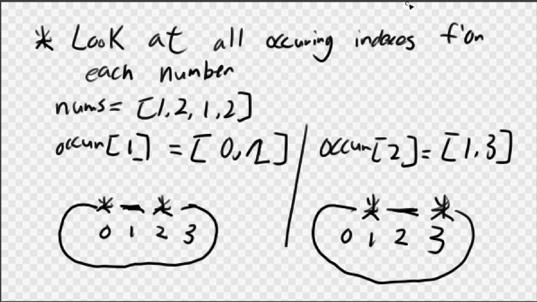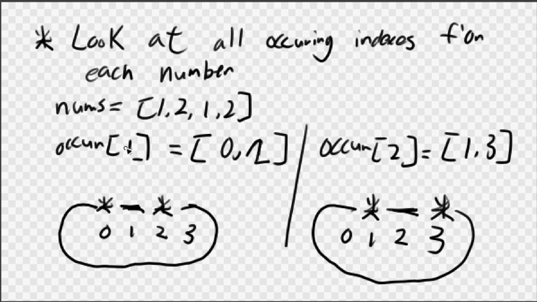So one key observation is, instead of looking at the whole array, we try to look at all occurring indices for each number. By occurring index, I mean the occurrences of 1 are 0 and 2. It is because this occurs at index 0 and it also occurs at index 2. So that's why this is 0 and 2.